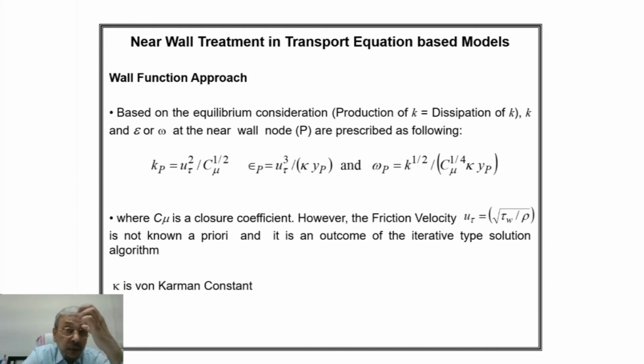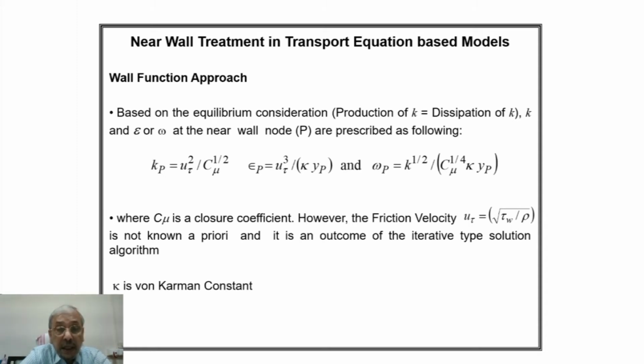When we use the wall function approach, we assume the laminar sublayer and take the first computational point at the edge of the laminar sublayer. Let this point be P. At this point, we do not use the turbulent kinetic energy equation, which we use within the field; at the first point P, it is directly prescribed as a boundary condition, given by U tau square divided by C mu to the power half.